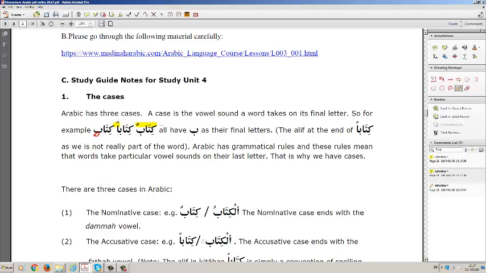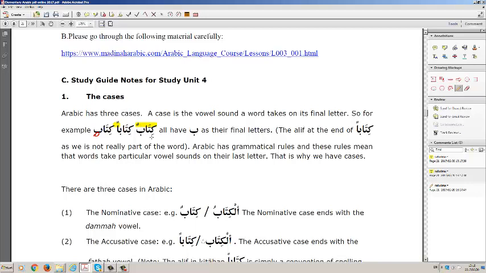The word kitab ends in these different sounds, and by the way, it can be kitaba, al-kitaba, al-kitabu, al-kitaba, or al-kitabi as well. And the reason they end in these different sounds is because they're in one of three cases.